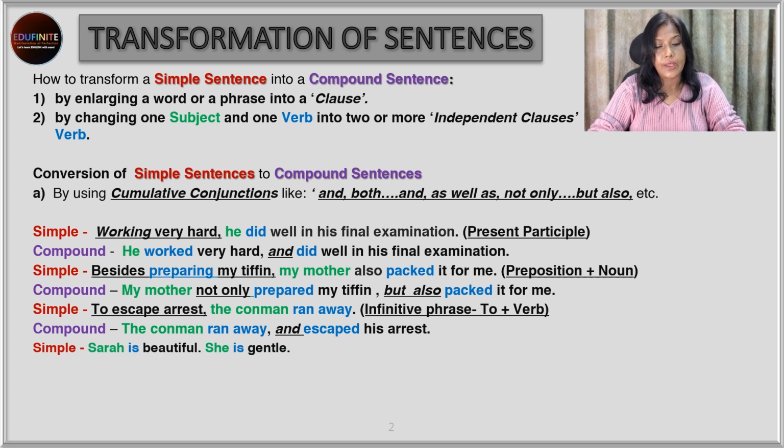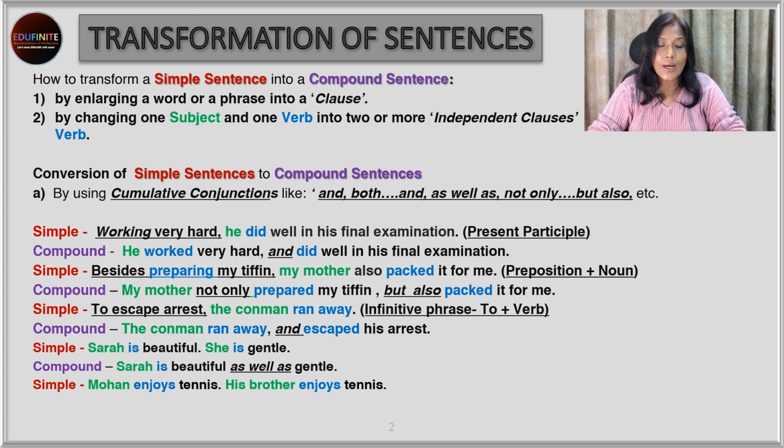Now the next one. Sarah is beautiful. She is gentle. Now we have two simple sentences and we will join them and make them one compound sentence. Let's see how. Sarah is beautiful as well as gentle. So this is how, that means as well as she is gentle. So we don't say as well as she is gentle. We just say Sarah is beautiful and gentle.